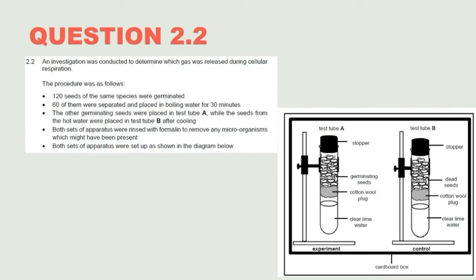Question 2.2 is our first investigation in this question paper number 1. So usually, from my experience of previous question papers, 90% of the time they will ask you an investigative question based on cellular respiration or even photosynthesis.